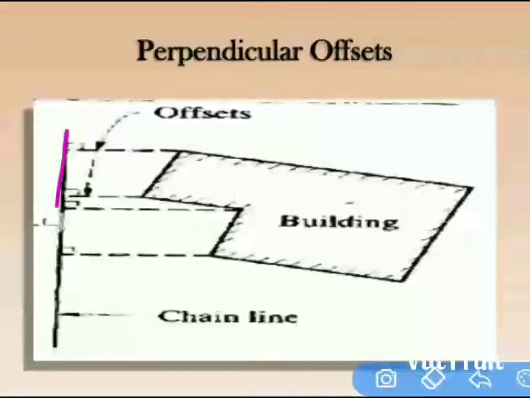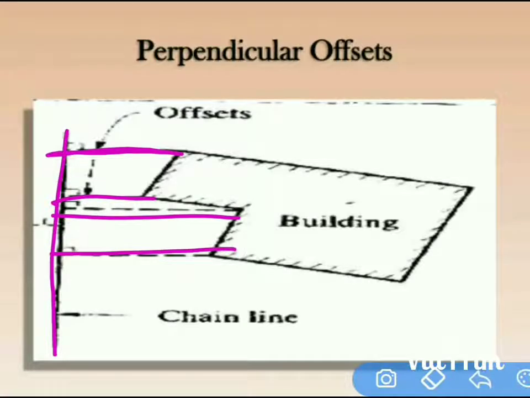Look here. This is the chain line. Here, this is a perpendicular offset. This is also a perpendicular offset, and this is also a perpendicular offset. For example, if we have a building like this, clear?